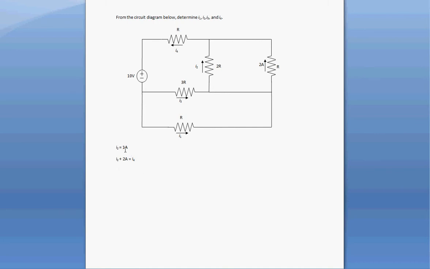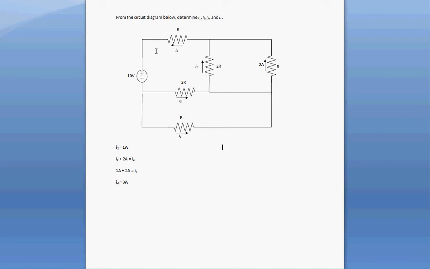So we already figured out that I2 is 1 amp, so 1 amp plus 2 amps is going to be equal to I4. So therefore I4 is equal to 3 amps. And if you notice, we've actually already solved 2 of the 4 missing currents. So there's I2 and there's I4.